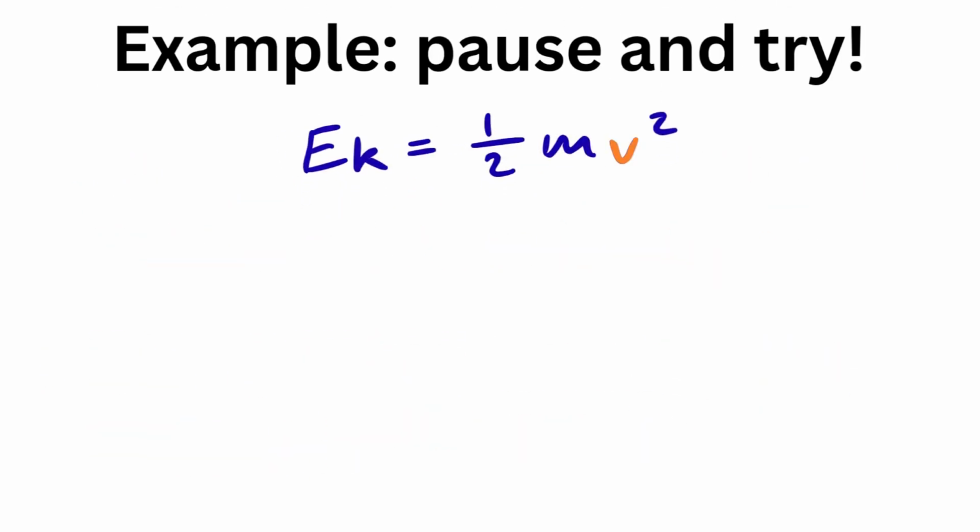This is the equation E_K equals half m v squared, the equation that we use to calculate how much energy an object has because of its movement. So why don't you try and rearrange this to make v the subject of the formula.